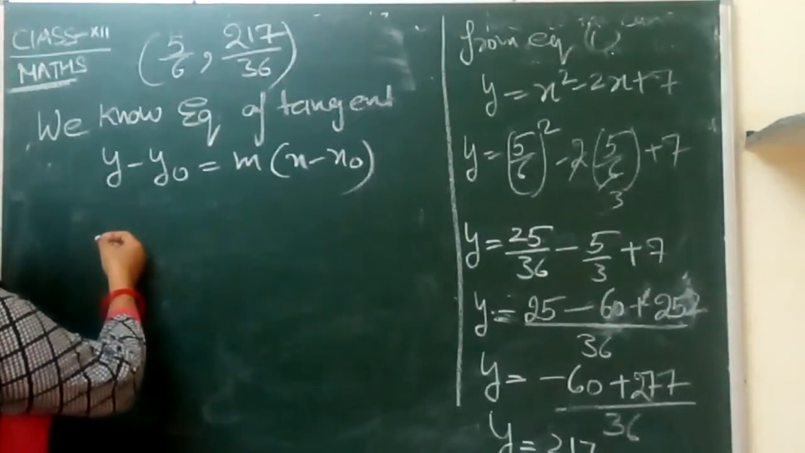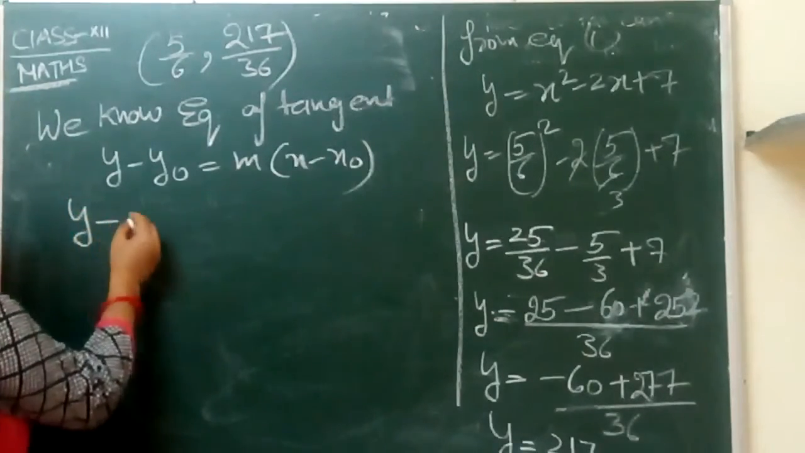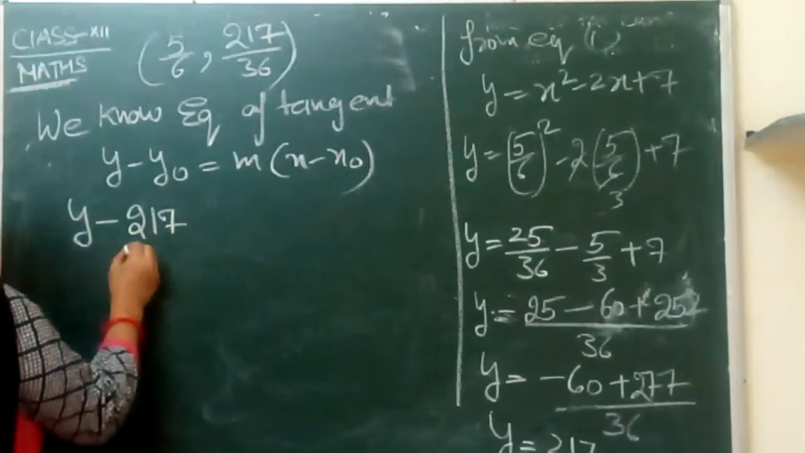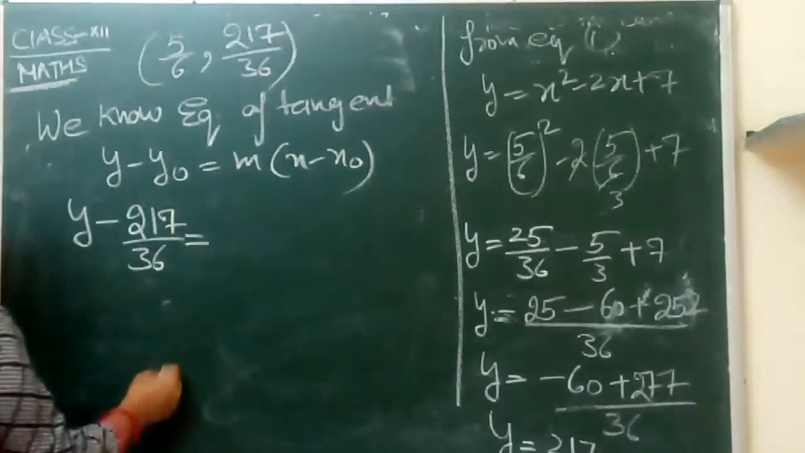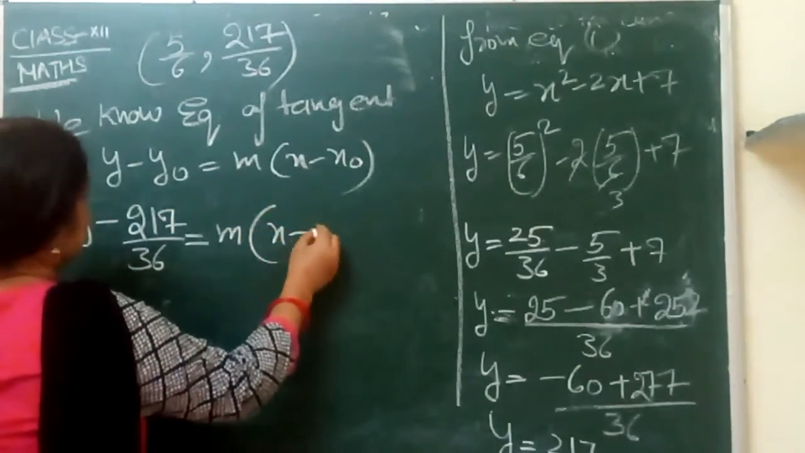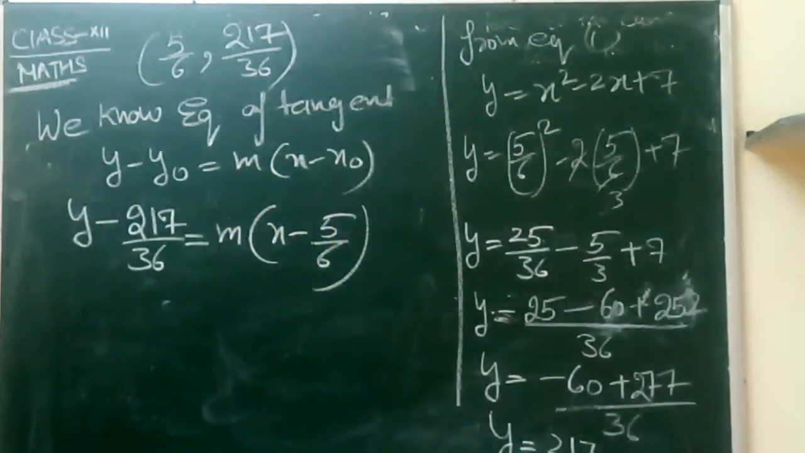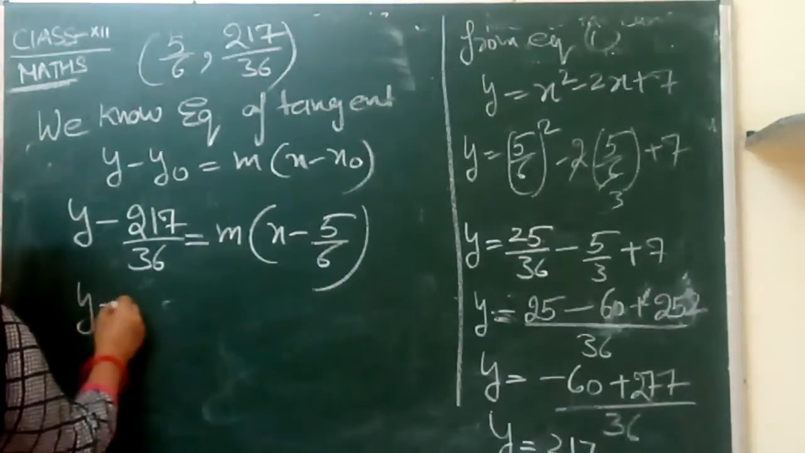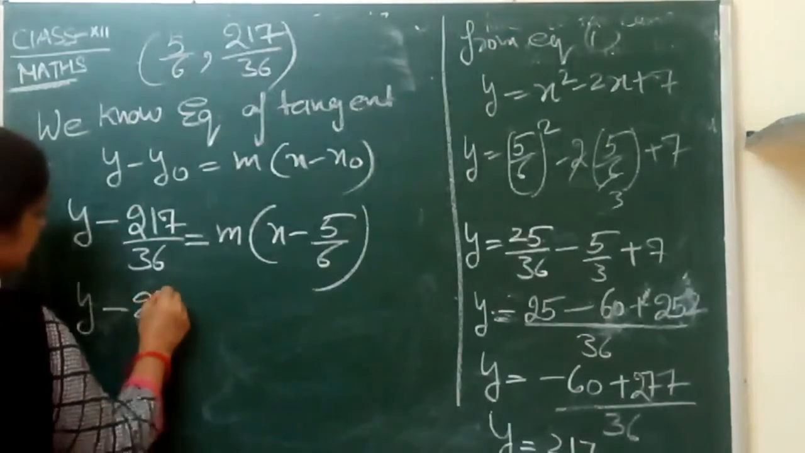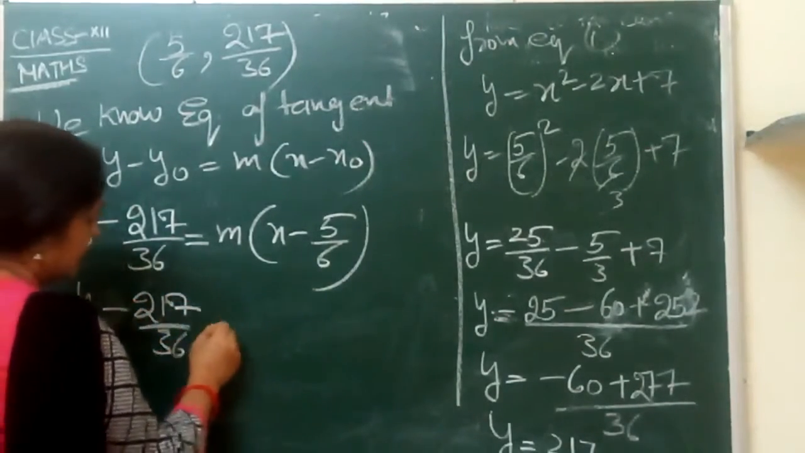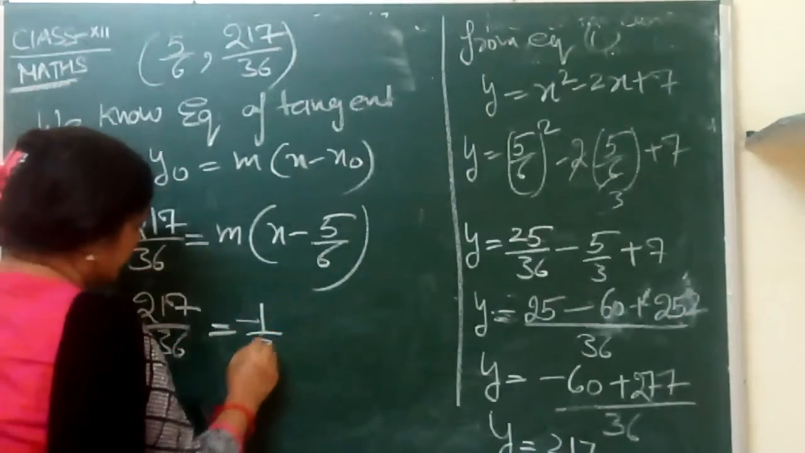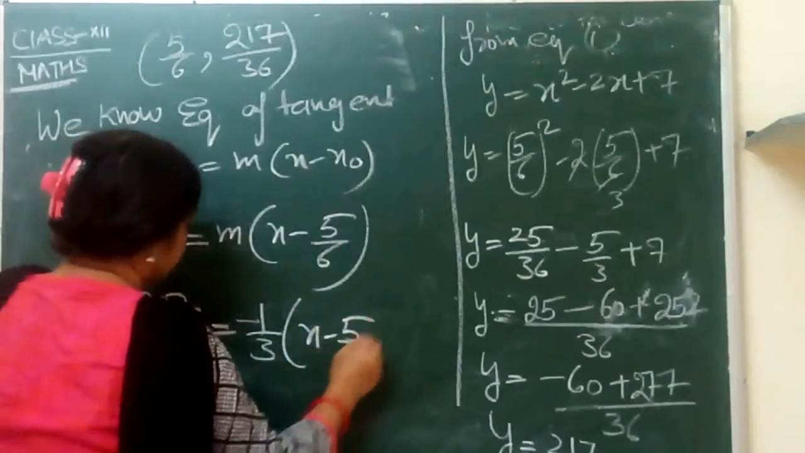Now we will put the values here. y minus y naught is y minus 217 upon 36. Now m, x minus x naught. What is x naught here? 5 by 6. The value of slope m is minus 1 by 3. So y minus 217 upon 36 equals minus 1 by 3 into x minus 5 by 6.